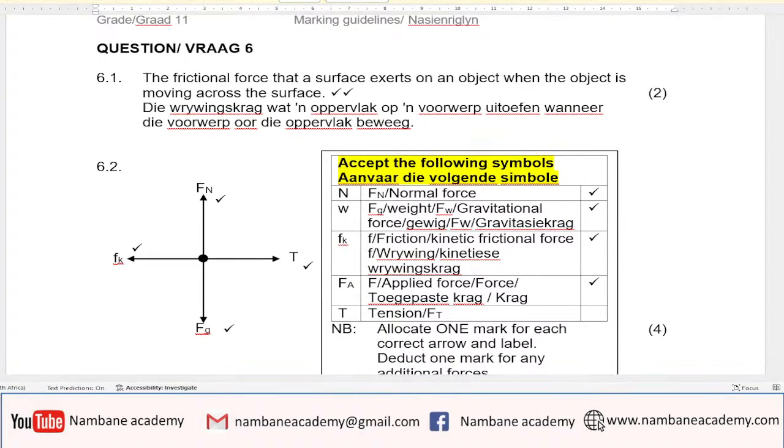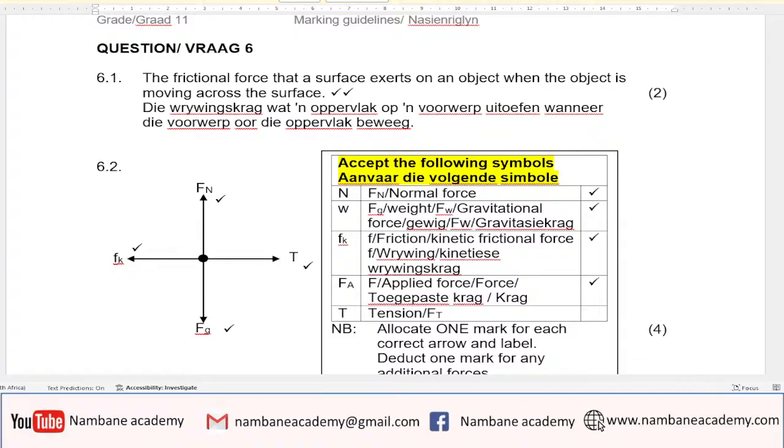Thank you, sir. Question 6. A car is towing a camper along a flat road. The total mass of the camper is 900 kilograms. While towing, the car exerts a horizontal pulling force of 270 newtons on the camper. The surface of the road is rough. The friction acts between the wheels and the surface. The diagram is given, direction of motion to the right. 6.1. Define the term friction, which is the frictional force that a surface exerts on an object when the object is moving across the surface.